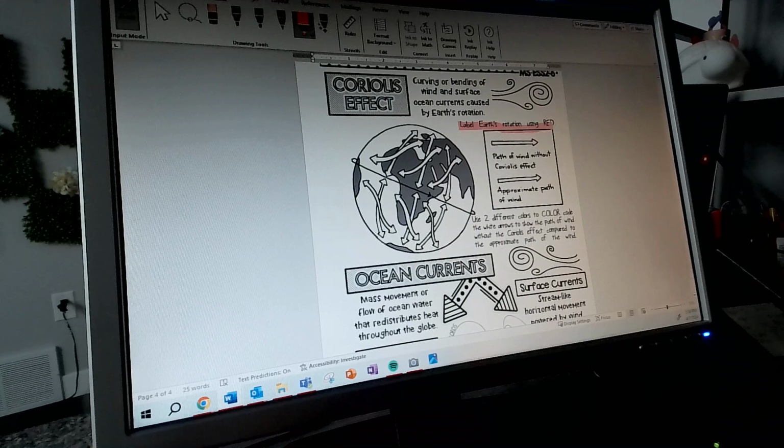Label Earth's rotation using red. Okay, and then using two different colors, color code the white arrows to show the path of the wind without the Coriolis effect as compared to the wind with the Coriolis effect.